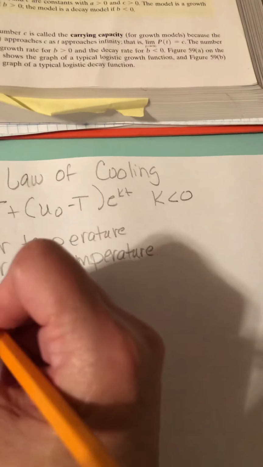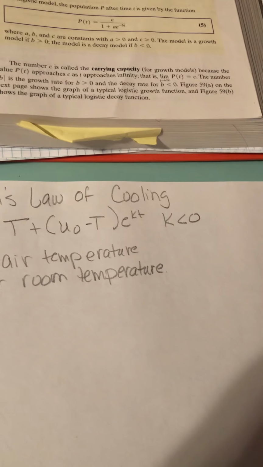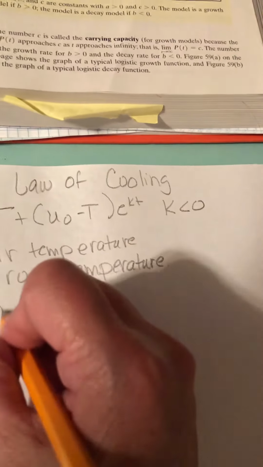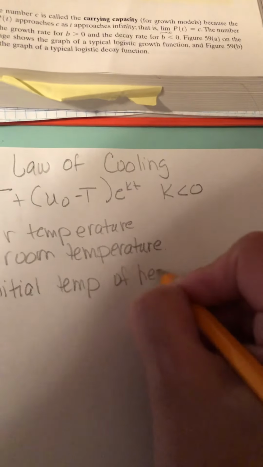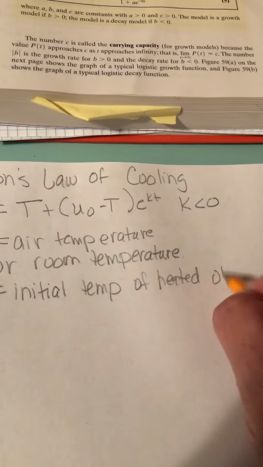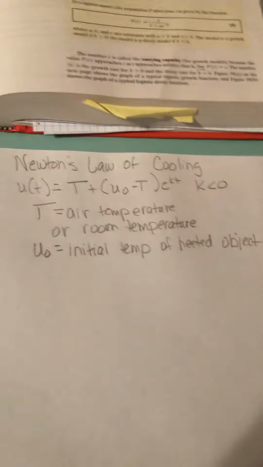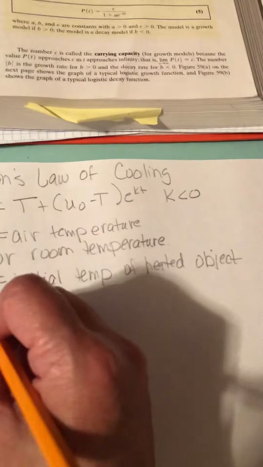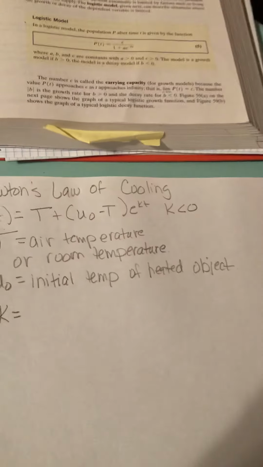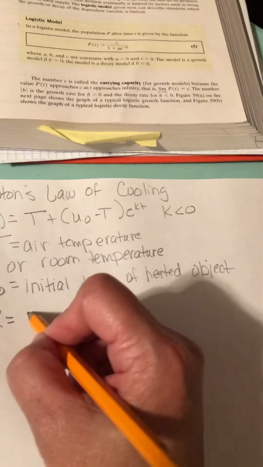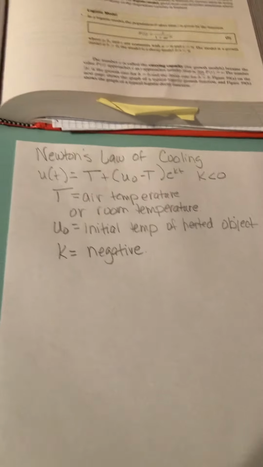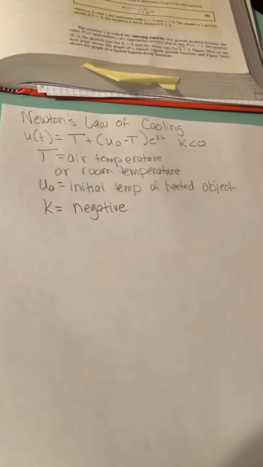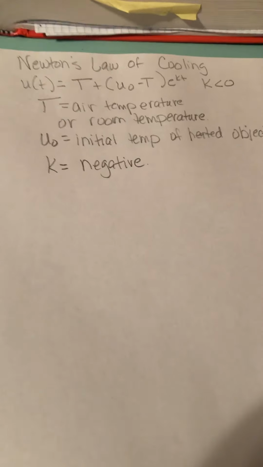Now, U subscript 0 is going to be the initial temperature of the heated object. And so go ahead and write all this down. K, because it is a cooling or a drop, is going to be negative. And t, which is your time, can be measured in any amount. Not like money, which needs to be in years. You can do any amount here.